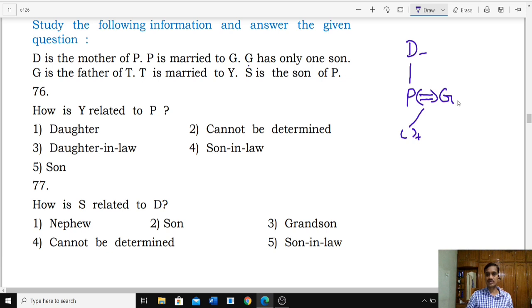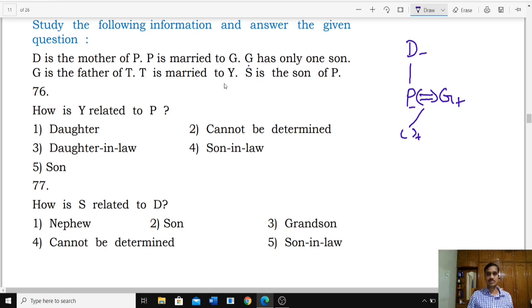G is the father of T. Now G, a male, is the father of T. T can be the son or T can be the daughter. And T is married to Y. T, and if T is here, Y is a female. Or if T is somewhere here, then that T must be a female.